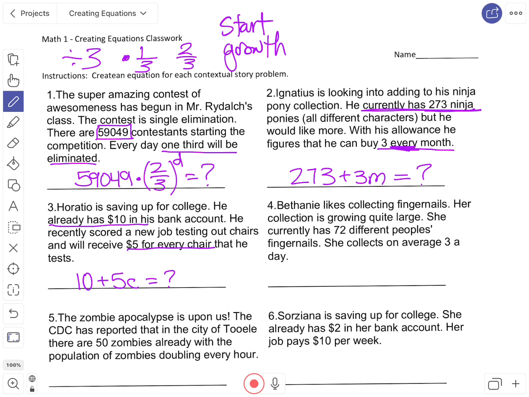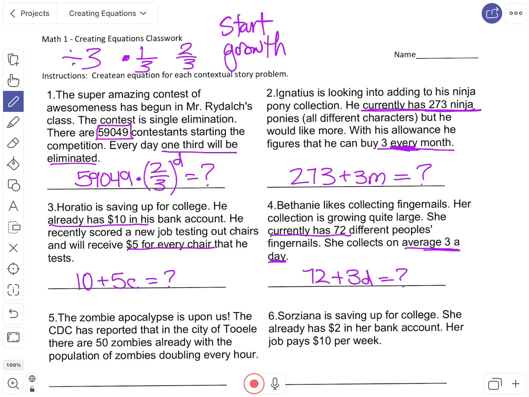So Bethany likes collecting fingernails. Her collection is growing quite large. She currently has 72 different people's fingernails. She collects on average 3 a day. So again, currently how much she has, starting with 72. What are we doing to it? Well, on average we're adding 3 a day. So we're adding 3 different people's fingernails per day. And that's going to tell us how many total people's fingernails she has collected.